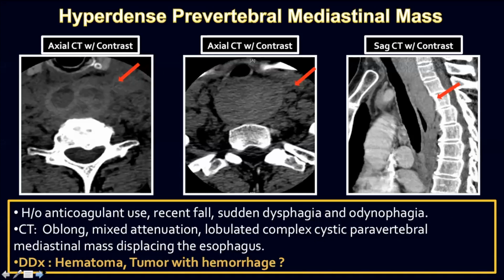Now, this was another patient who presented more acutely. There was a history of anticoagulant use, and the patient developed sudden dysphagia. And you can see this relatively hyperdense and somewhat mixed density mass here, which had the appearance of a collection on sagittal images. And we thought that given the history, the patient likely had an intramural esophageal hematoma, but the surgeon was worried that maybe there was a tumor and the patient bled into that.